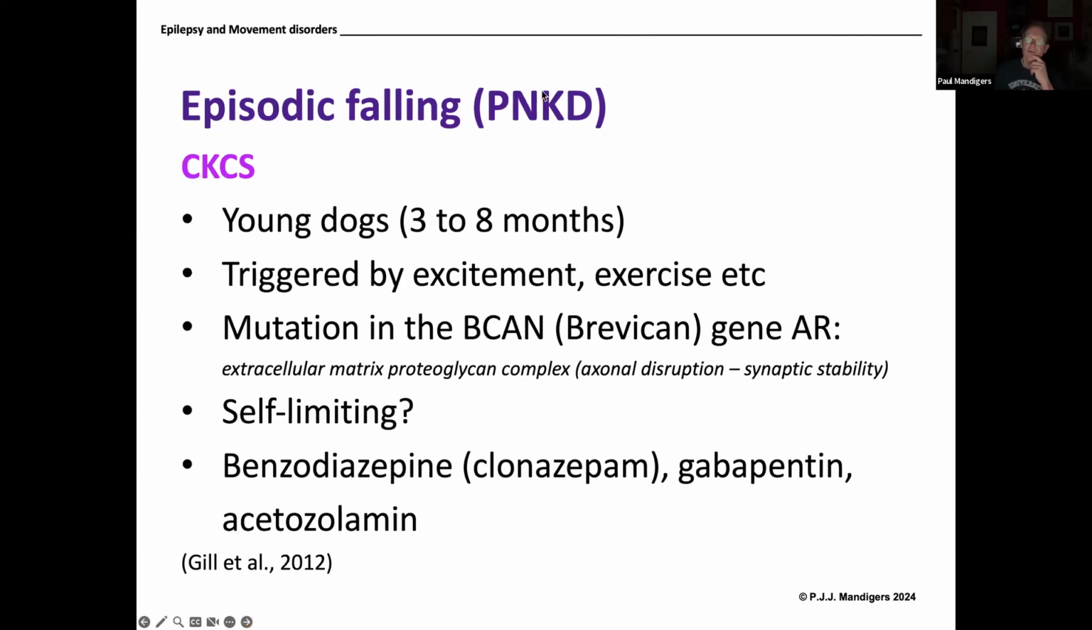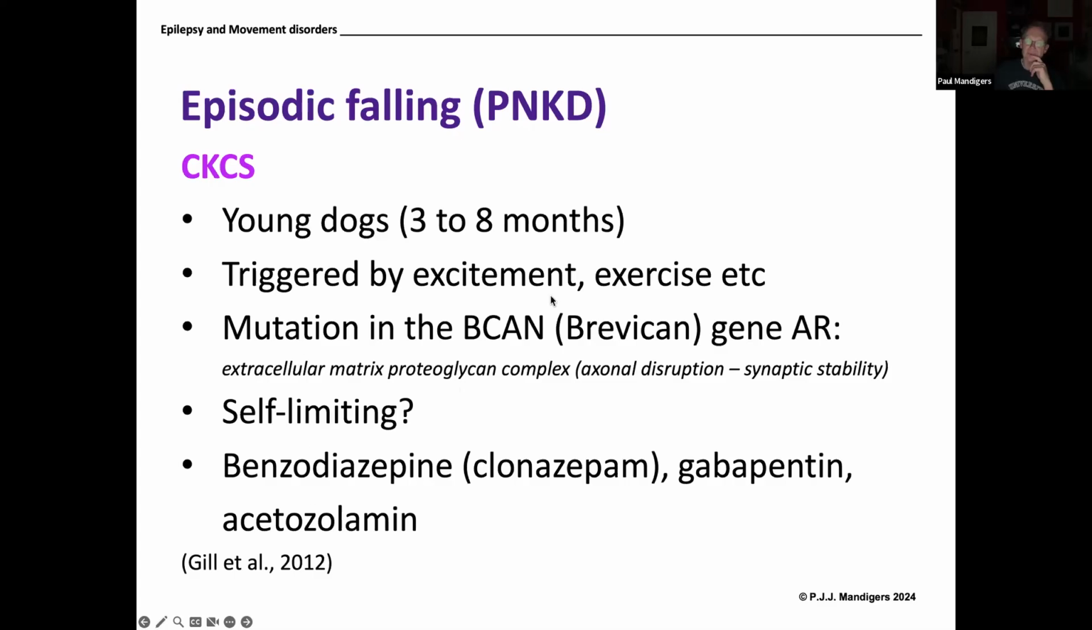This is a non-kinesiogenic dyskinesia in young dogs. And this is not logical, what is written here, triggered by excitement or exercise, because then it's of course a kinesiogenic dyskinesia, so the "non" should be absent. Sorry. But actually, in a number of these Cavaliers, when they get affected, the disorder can disappear by itself. Some of them need treatment, and then we either use benzodiazepines or gabapentin, or for instance acetazolamide. But in essence, it's always self-limiting.